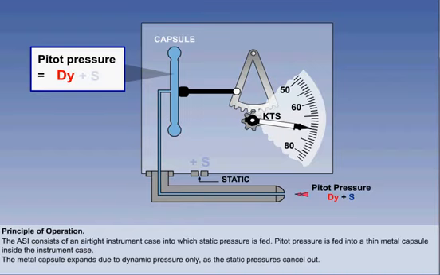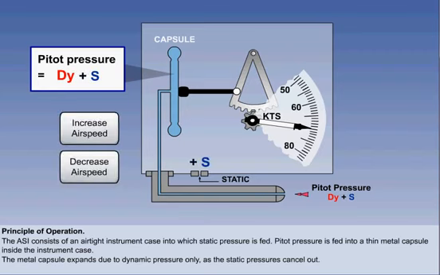Expansion or contraction of the metal capsule will therefore be related to the changes in the dynamic pressure produced by changes in airspeed. Click on Increase Airspeed or Decrease Airspeed to see the principle in operation.